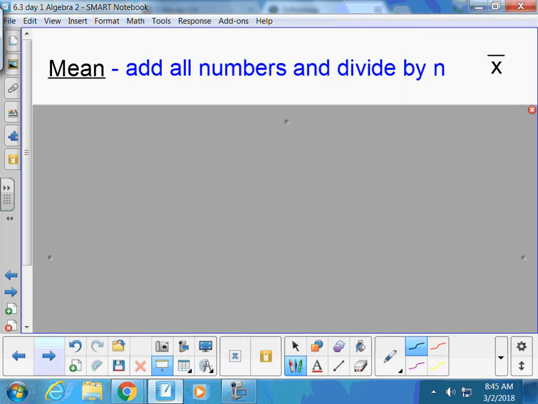So let's start with the word mean. You're probably familiar with mean. It's really just an average. To find your mean, you would add up all your numbers on your list and divide by n, which is the number of data on your list. So if you'd have 5 numbers, you would add them up, click enter, and then divide by 5. The shorthand way of writing mean is x with a bar on top. So if you ever see that in the book or in my notes, you will know that that means mean.